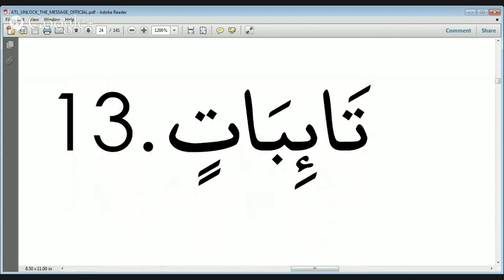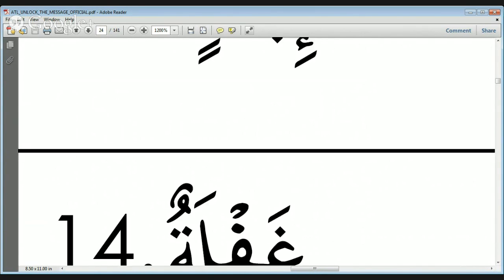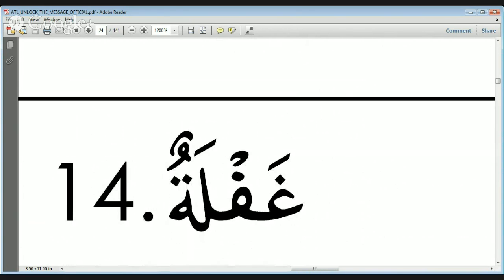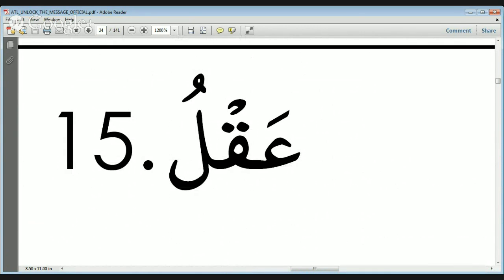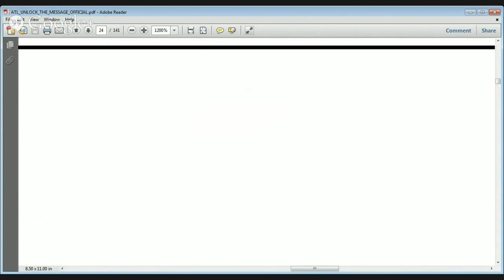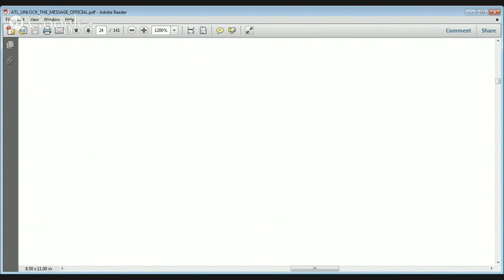Ta'ibatin. Heavy? Why? Nice. Is it singular, dual, plural, sound, masculine, feminine, plural? Which one is it? Very good. Ghaflatun. Heavy. How do I make it light? Ghaflatu. Very good. Aqlun. Or aqlu rather. Light. Very good. How do I make it heavy? Aqlun. Very good. Alright. Let's go over some Quran.